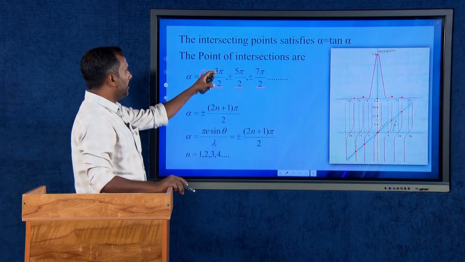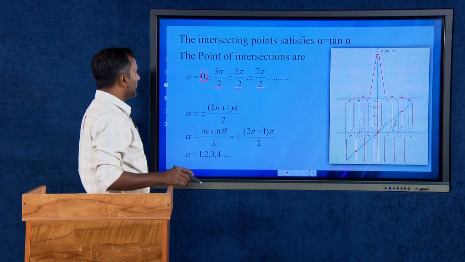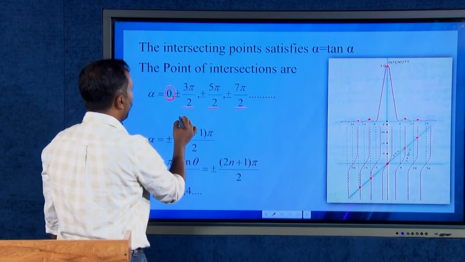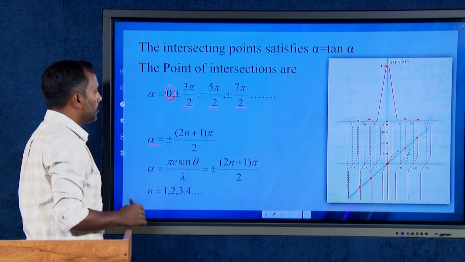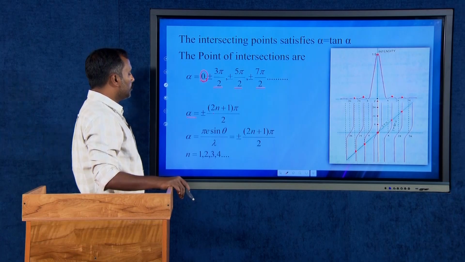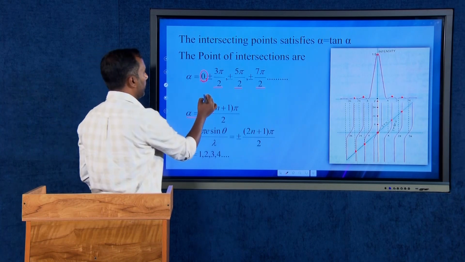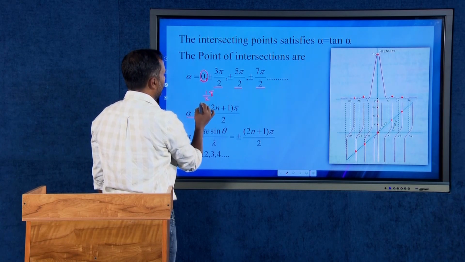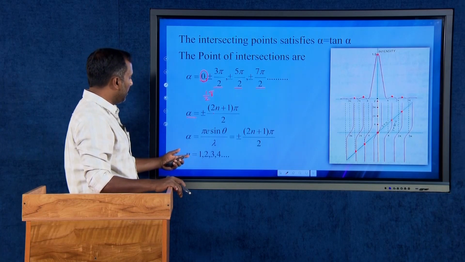So, in general, these are 3, 5, 7, the odd numbers. So, you can write it as 2n plus 1 times pi by 2, where there is no 1 by 2 pi term. Therefore, you can write this formula as alpha is equal to (2n plus 1) pi by 2, where n is equal to 1, 2, 3, 4, etc. Here n is not 0 because we do not have the pi by 2 value from this form. Therefore, we do not have n equal to 0.